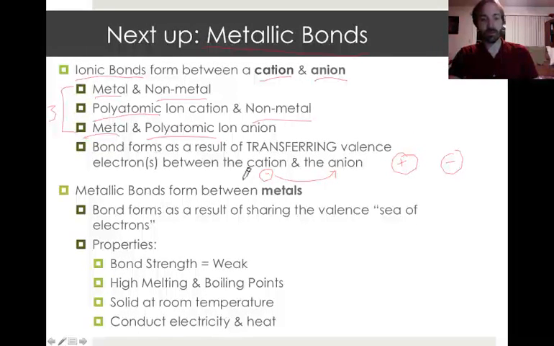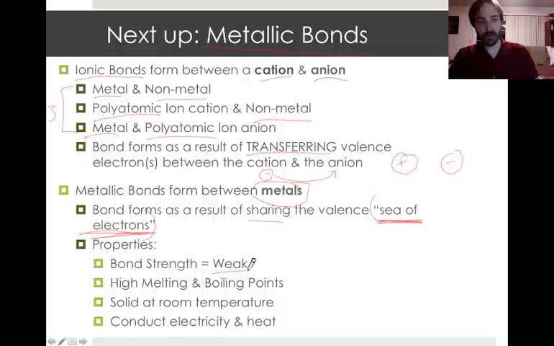Metallic bonds, our new type of bond, only occurs between metals. So this bond forms as a result of metals interacting. And the way they're interacting is they're going to share valence electrons. They're not transferring, that's ionic. They're sharing them, but they're sharing those valence electrons as a sea of electrons. So this is really the key phrase here. When we're talking about metallic bonds, it's all about the sea of electrons. That's going to give us all the properties of metallic bonds.